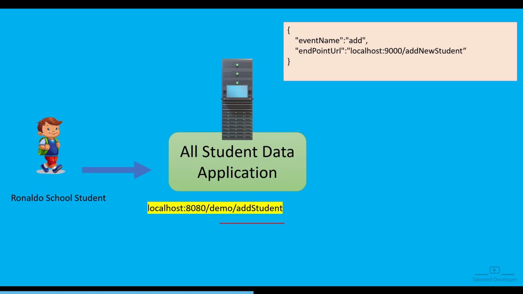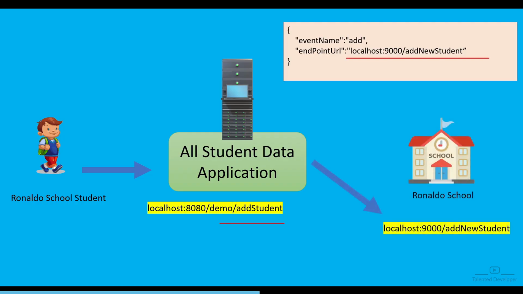All student data application will send that student data directly to localhost 9000 add new student. So whenever any student of Ronaldo school tries to sign up, the add event will be triggered and it will send an immediate response to localhost 9000 slash add new student. Similarly, the student data application can provide different events, like event name delete and event name update.